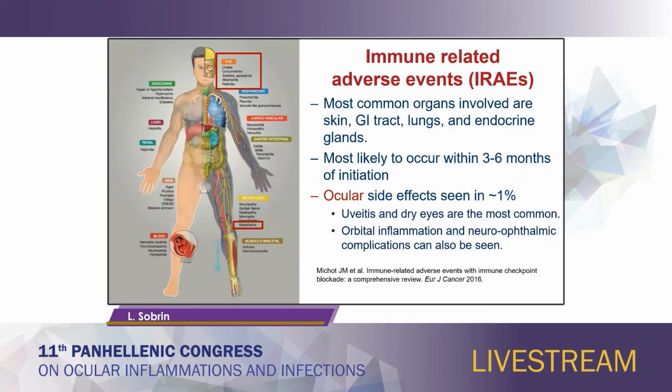Immune-related adverse events in general are quite common with these drugs, with the most common organs being skin, GI tract, lungs, and endocrine glands for involvement. These are most likely to occur within 3 to 6 months of initiation. Ocular side effects are seen in about 1% of patients, with uveitis and dry eyes being the most common ocular side effects. But we also see inflammation in the orbit and around the optic nerve.